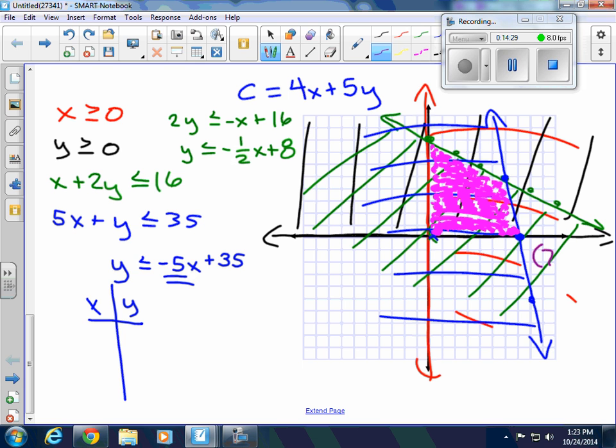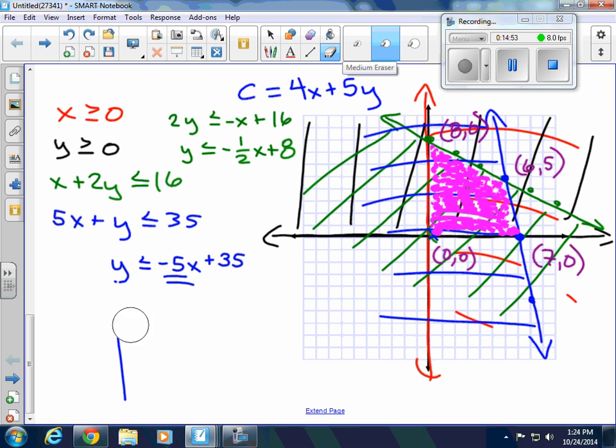So it's 7, 0. This one was 6, 5, 0, 0, and 8, 0. So those are my 4 points that we now need to plug into our objective function to see what we're going to get for answers. So 8, 0 is the first one we're going to check.